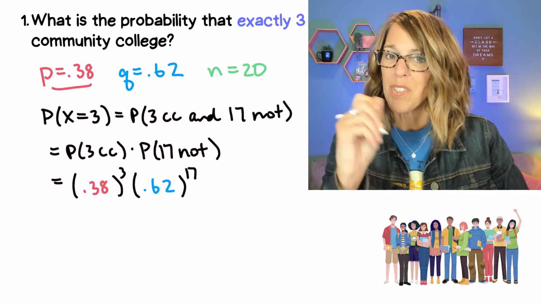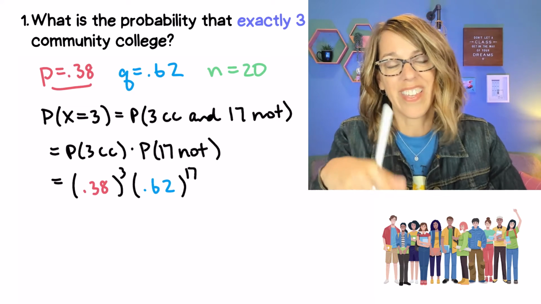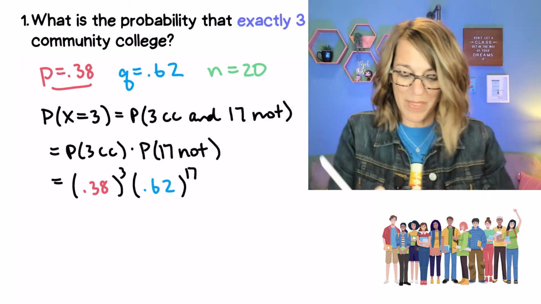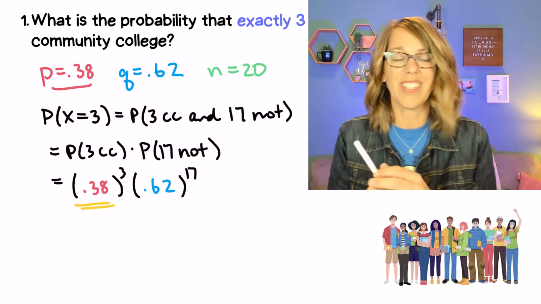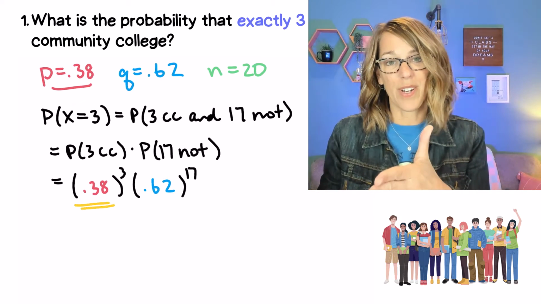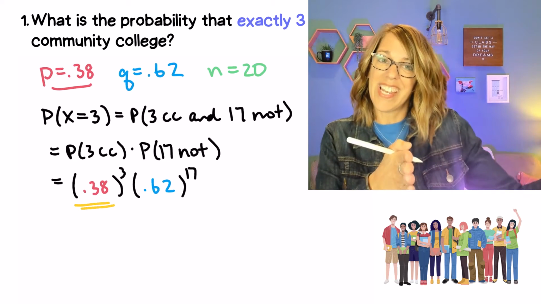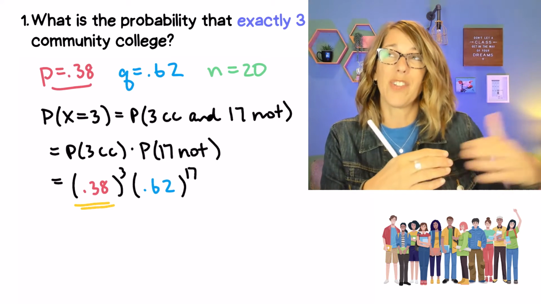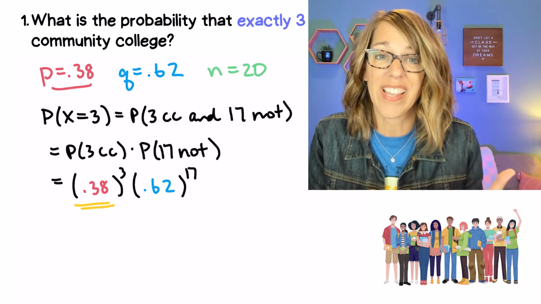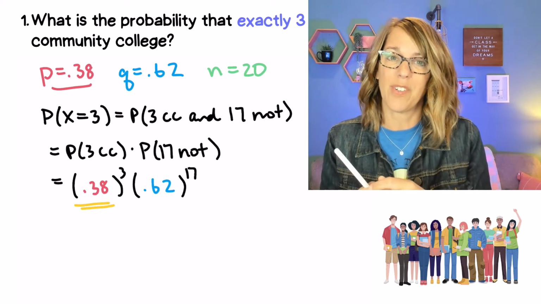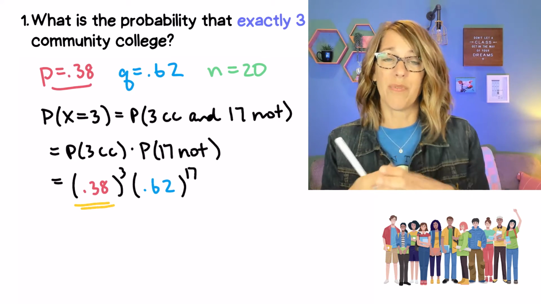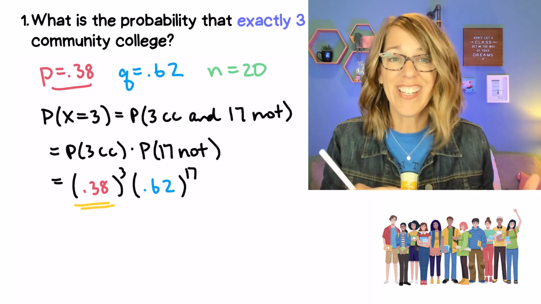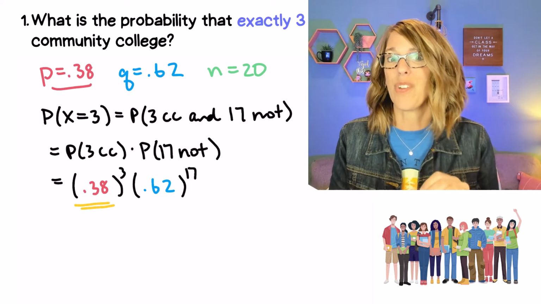But there's a problem with this setup, and the problem is that it assumes that my 3 students that say yes come first, and all the 17 after that say no. There's actually a ton of different ways that we could get 3 out of that 20. Not just the first 3, but we could get the last 3, or the middle 3, or 3 sprinkled in there. There are a lot of choices here.